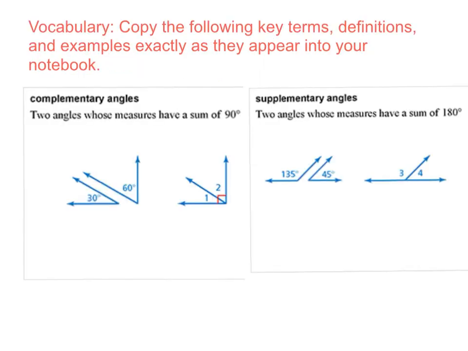Copy the following key terms, definitions, and examples exactly as they appear into your notebook. Complementary angles are two angles whose measures have a sum of 90 degrees. Supplementary angles are two angles whose measures have a sum of 180 degrees.